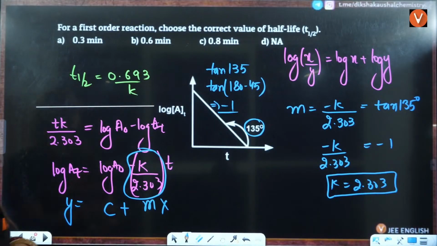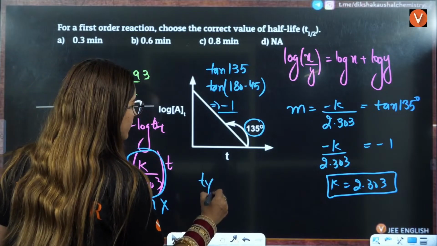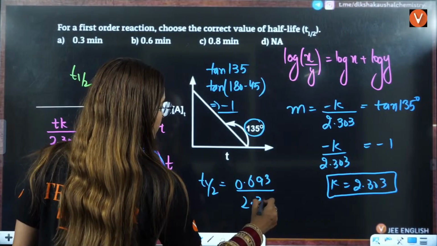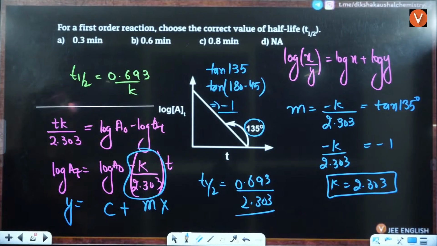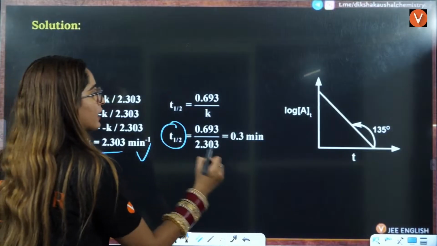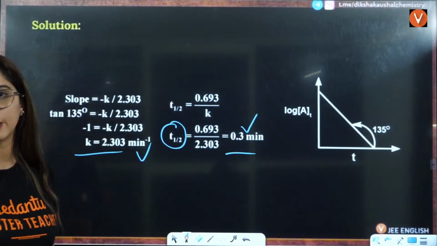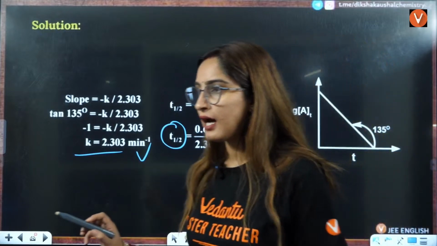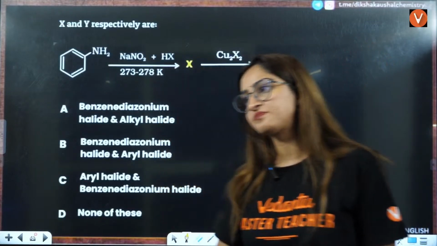So if you put this here, T half is going to be 0.693 divided by 2.303, and that is going to be your answer, right? Yes, k value is this, and you will get the value of T half. Dividing this, you will get your answer here. Is that clear to everybody or not? Understood, students? Is that clear?